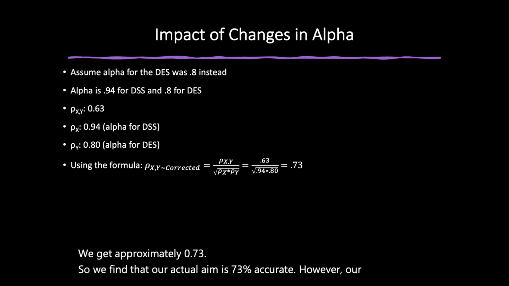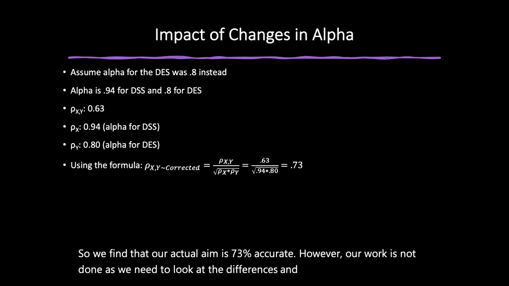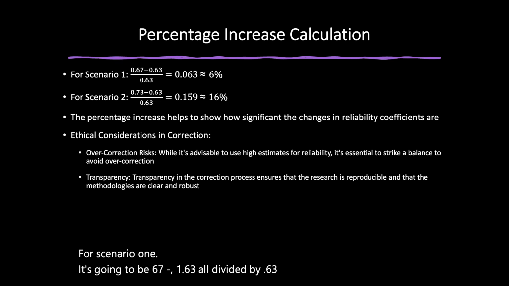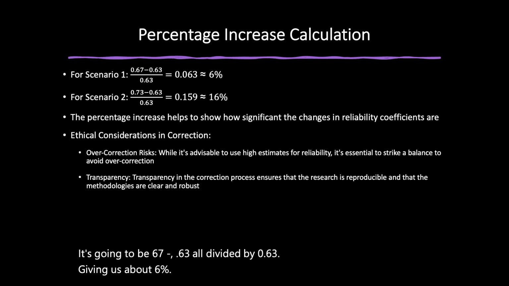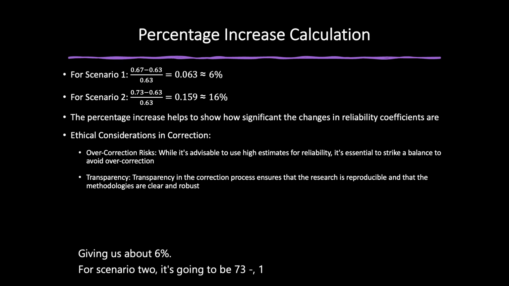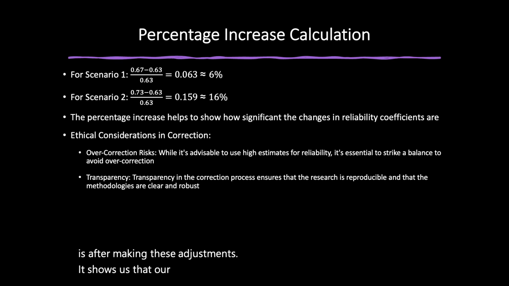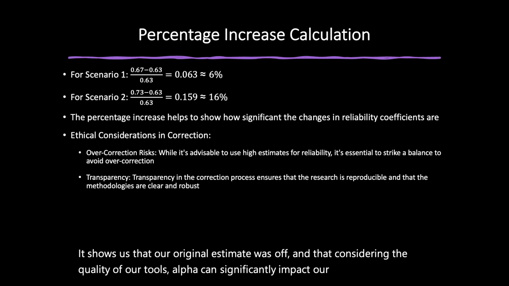However, our work is not done as we need to look at the differences in percentage increases. The percentage increase is calculated to show how much the corrected validity coefficient increases compared to the original. For scenario 1, it's going to be 0.67 minus 0.63, all divided by 0.63, giving us about 6%. For scenario 2, it's going to be 0.73 minus 0.63 all over 0.63, which is going to give us about 16%. These percentages represent how much more accurate our understanding is after making these adjustments. It shows us that our original estimate was off and that considering the quality of our tools, alpha, can significantly impact our understanding of how two things are related.